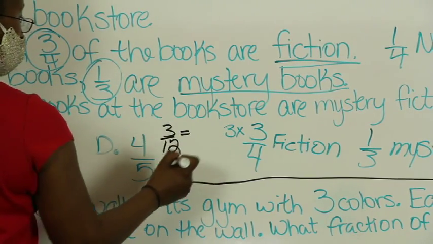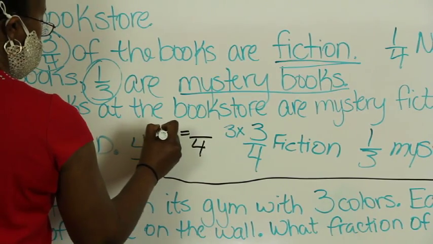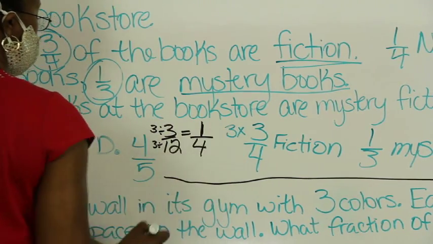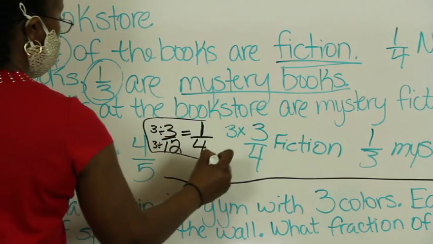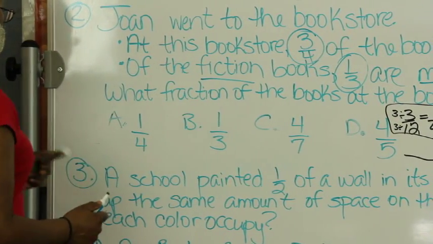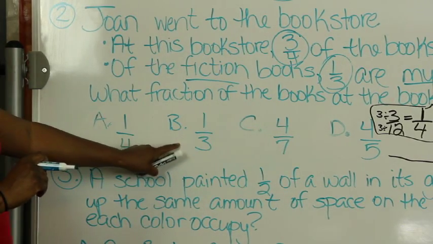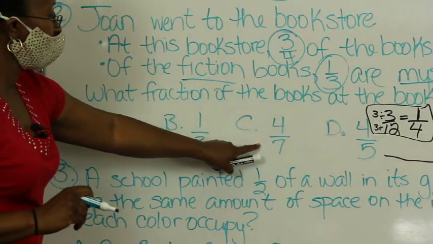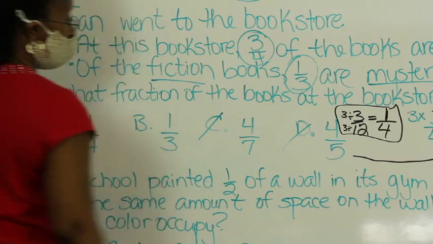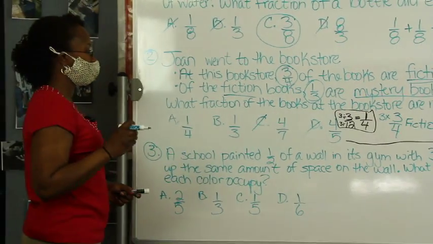3 goes into 12 4 times, so we're going to make that a 4, and 3 goes into 3 1 time. So we've simplified here. Let's hope that our answer is over here, okay? And 1/4 is over here. The other answers are 1/3, 4/7, and 4/5. I would go ahead and mark these two off definitely, because 7 and 5 don't play any part in the factors for 12.